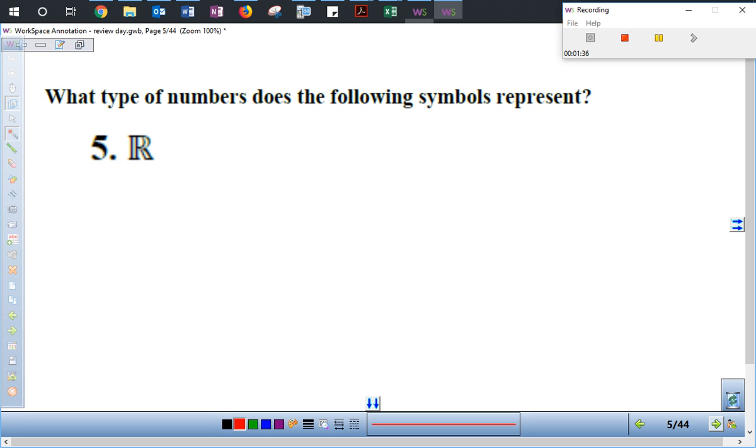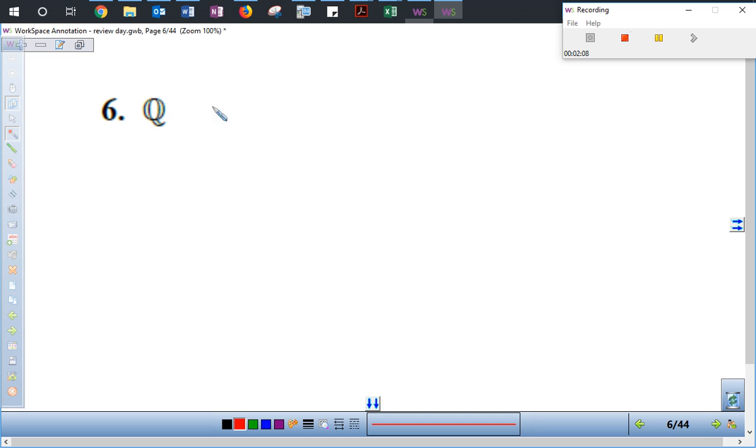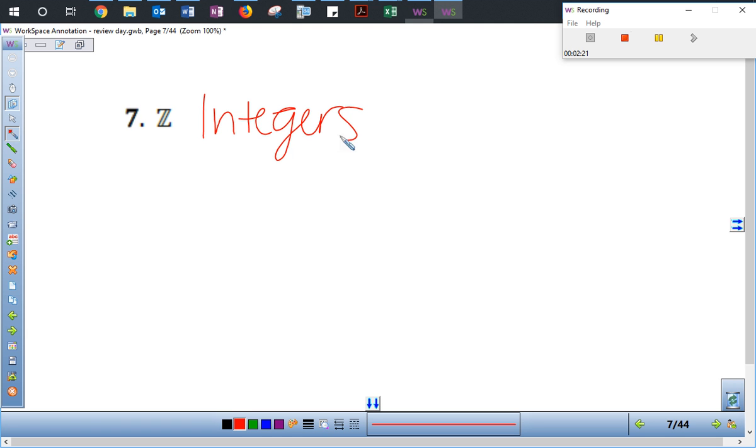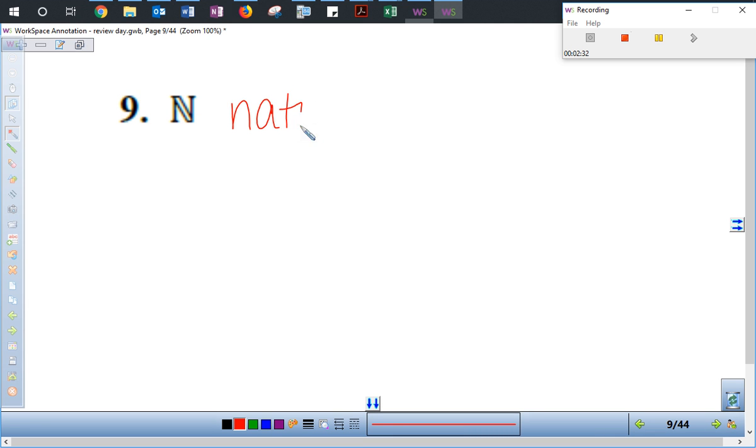Okay, hopefully number 5, the double-lined capital R, you got as real numbers. 6, the double-lined capital Q was rational numbers. 7, the double-lined capital Z was integers. Whoa, if I could spell. Integers. 8, the double-lined capital Z greater than or equal to 0 were whole numbers. And number 9, the double-lined capital N, were natural numbers.